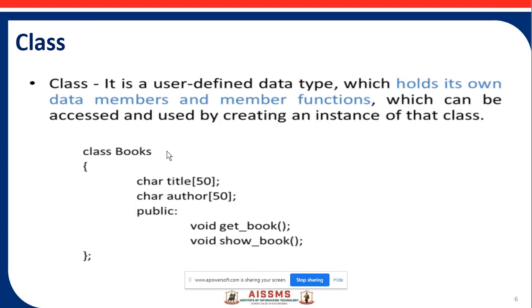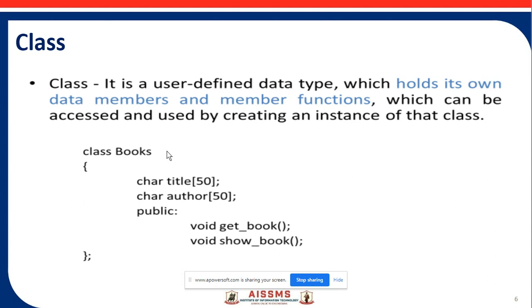Then the next point is class. So what is a class? We can say that a class is a template of an object, and an object is an instance of a class. It is a user defined data type which holds its own data members and member functions, which can be accessed and used by creating an instance of that class.